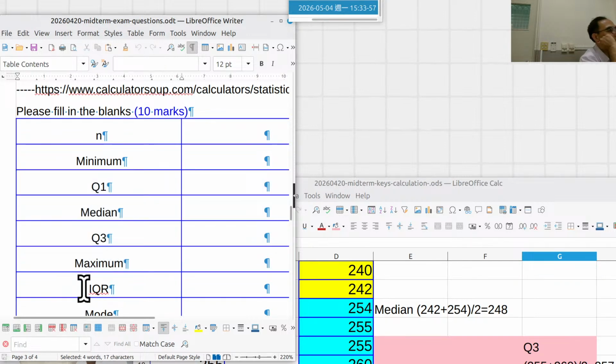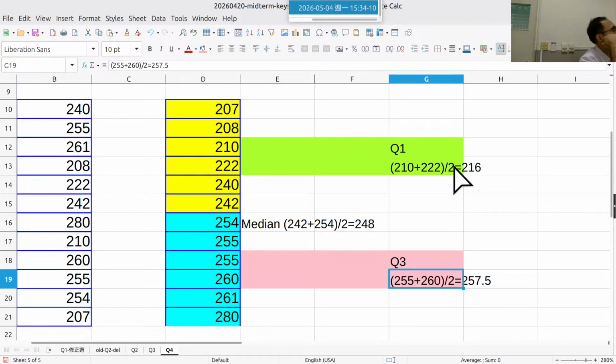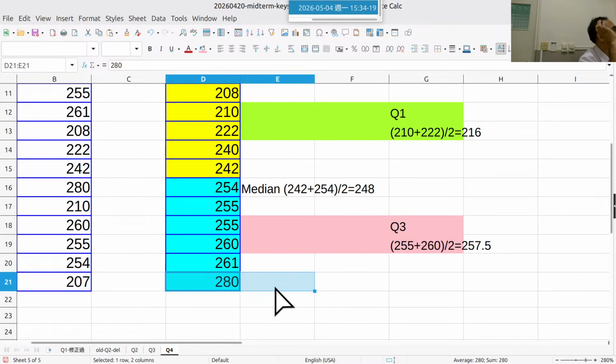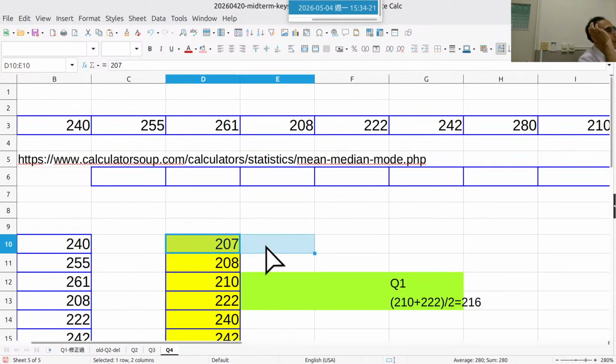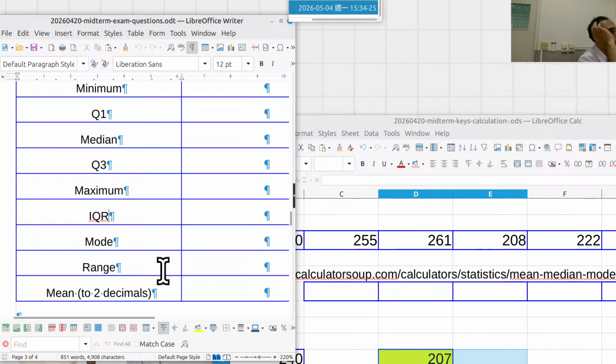How is the IQR? IQR is Q3 minus Q1, the distance between Q3 and Q1. Thus, we have Q3, 257.5, minus Q1, 216. That is the answer. And what's the range? Range means the maximum minus the minimum. That's the answer. I think we already covered everything, right?